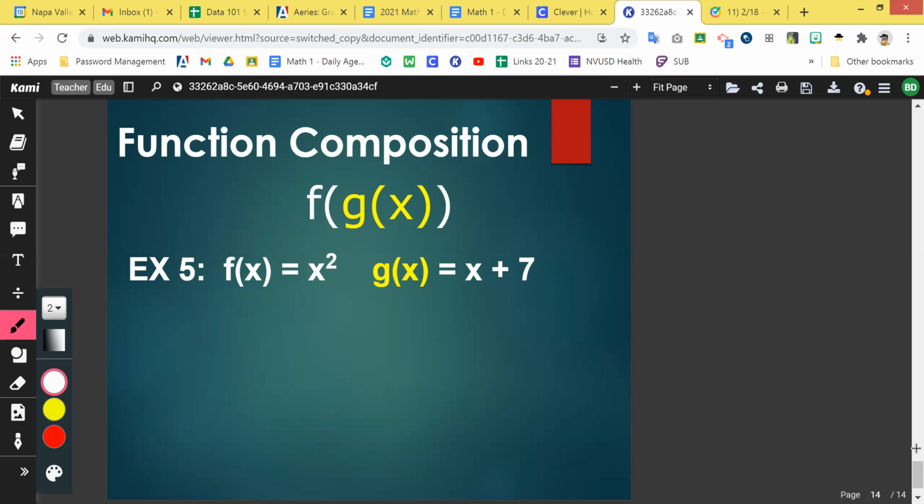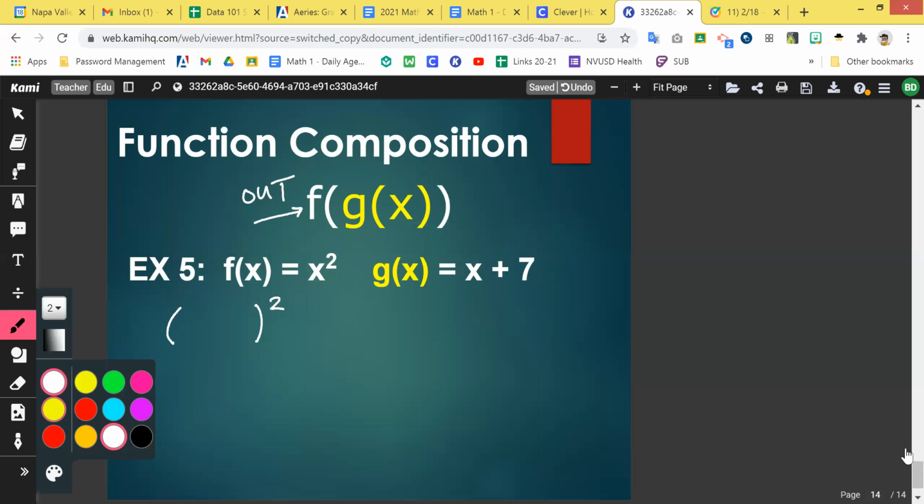So what we're going to do is look at the outside letter, which in this case is f. I'm going to write that down first, but wherever I see an x, I'm going to put parentheses. So here I have parentheses squared. Now the inside letter, that's our g. That's what's going inside the parentheses. So the function g, x plus 7, that goes inside the parentheses.